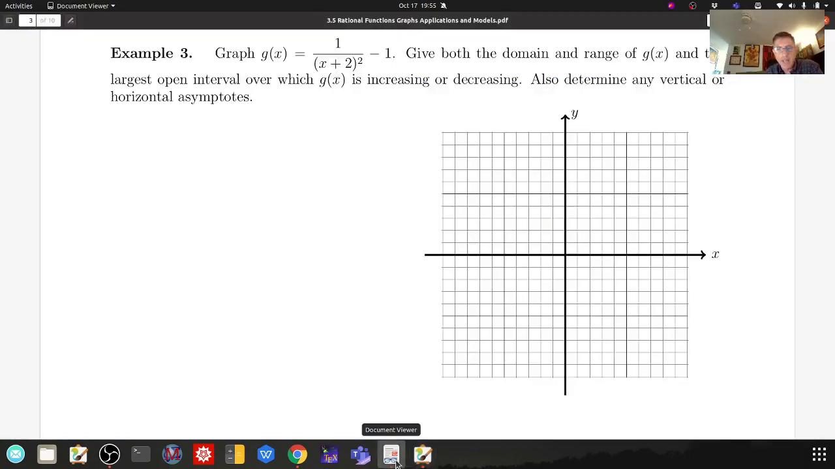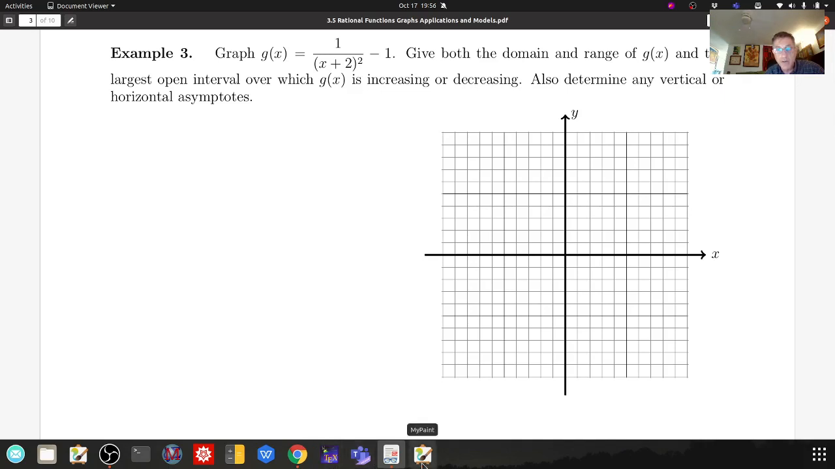What else are they asking us? So, what's the largest open interval over which g of x is increasing or decreasing? Also determine any vertical or horizontal asymptotes. We did that. So now let's just answer this question here. Give the domain and the range. We have that. The largest open interval of which g of x is increasing or decreasing.